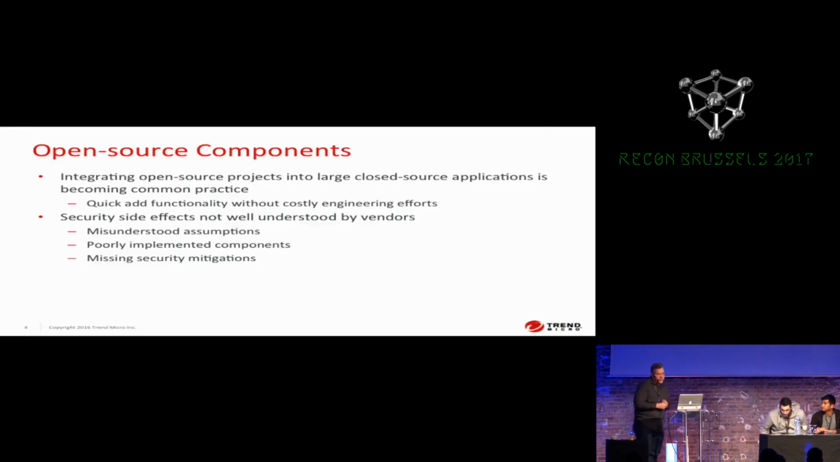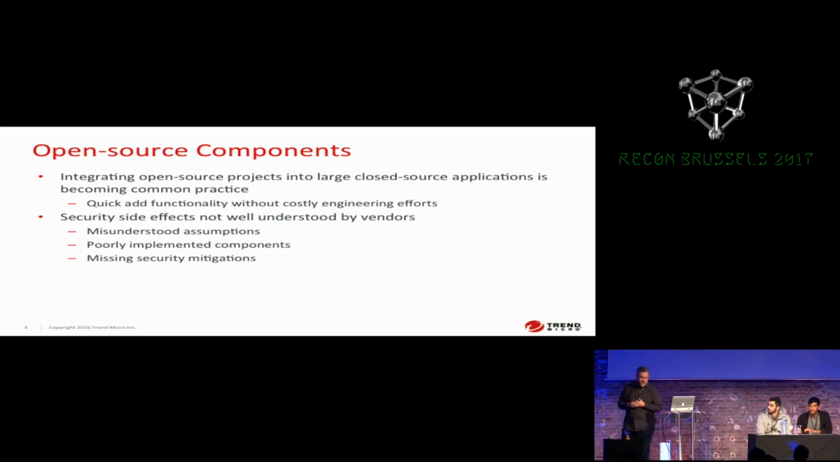So first, as we all know, it's very, very common now for applications to integrate open source projects into their closed source applications. It's a way for the vendors to quickly add features to the product without having to go through all of that really costly engineering effort. But one of the real problems that we're starting to see inside of the Zero-Day Initiative program is the vendors don't actually understand the security side effects that exist by integrating these products. There's a lot of misunderstood assumptions about how the code works, and as a result, this can interject security weaknesses into the applications that they're shipping to their end users.